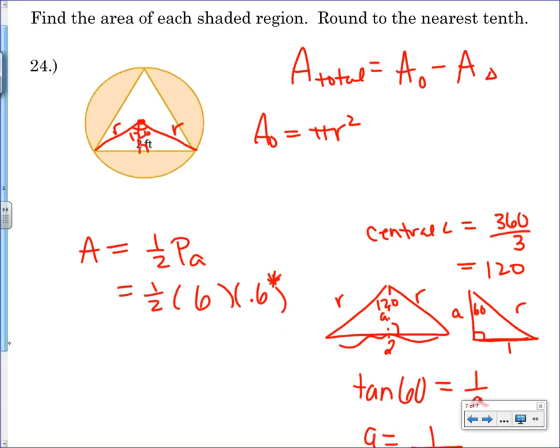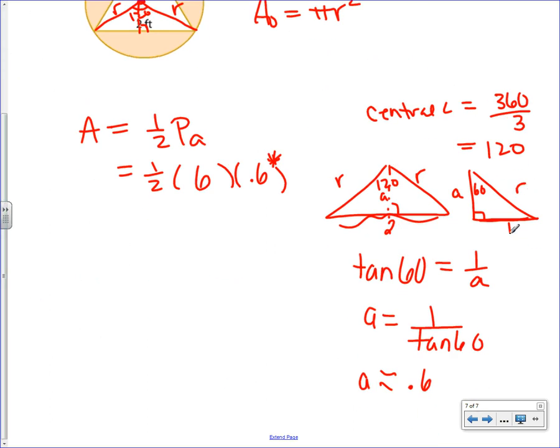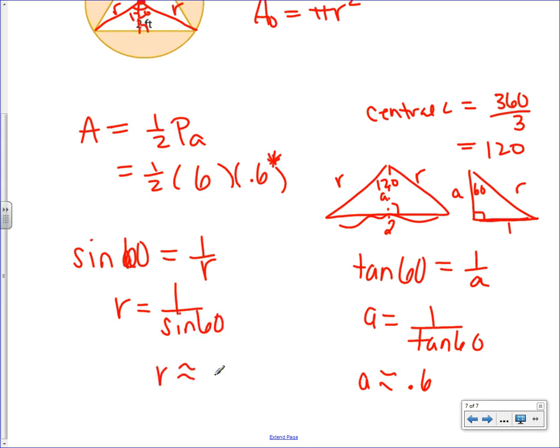So I'm going to do SOHCAHTOA again. I'm using the 1 and the R this time. So that's opposite over hypotenuse. So sine of 60 equals 1 over R. Multiply by the R, divide by the sine of 60. So R equals 1 over sine of 60. Find R. I got 1.2. Okay.